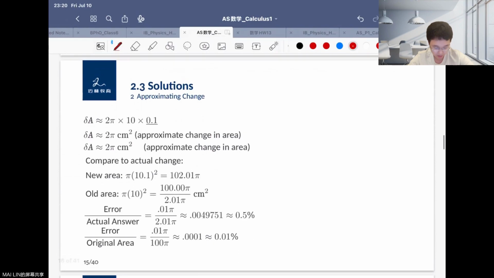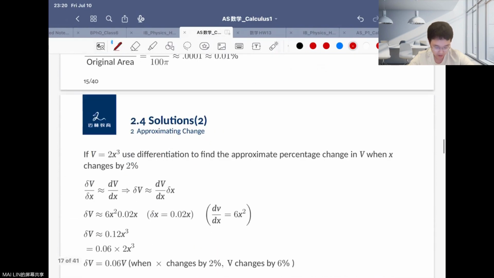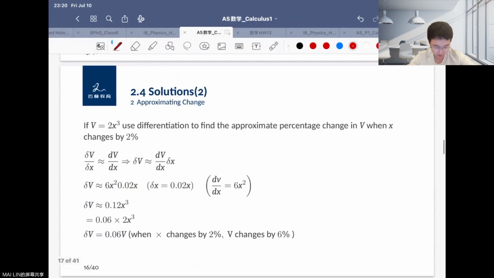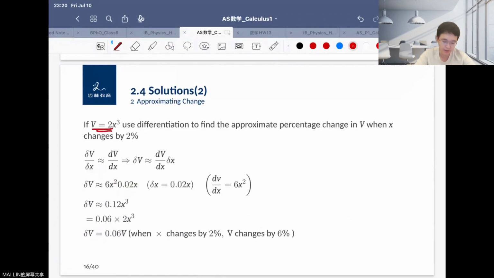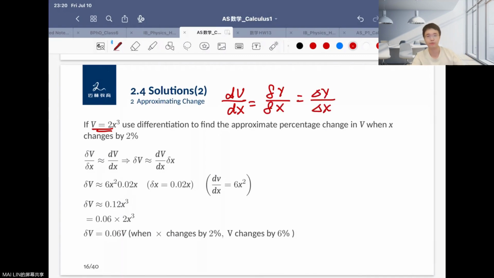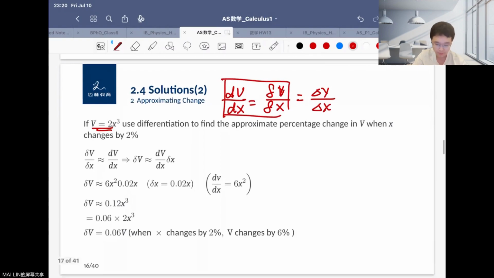Okay, so also we have the solutions here, and maybe let's move into another problem. If the volume V equals 2x cubed, using differentiation find the approximate percentage change in V. Okay. So maybe here we can set that dV over dx can be considered as the change in y over the change in x, or also delta y over delta x, right? It can be considered in this two-part form. And we're only using this part of the form, that is for the delta y, right? So we want to find approximately the percentage change in V.